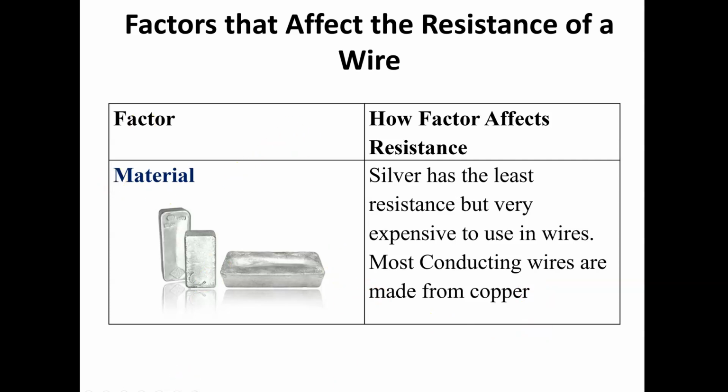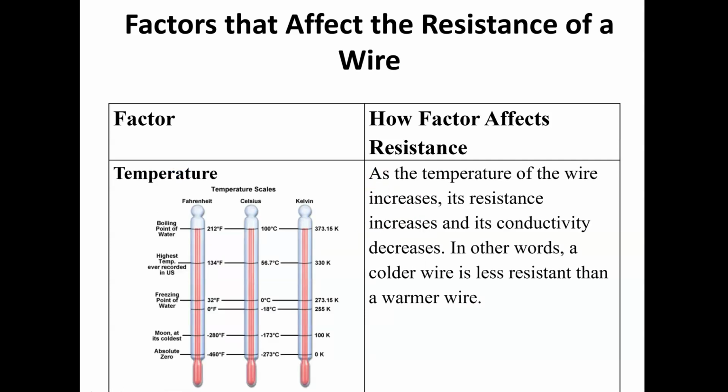So material, obviously, is a factor that affects the resistance. Silver, for example, has the least resistance in terms of metals that are used, but silver is very expensive to use as a resistor within everyday electrical circuits. So most of the conducting wires used within electrical circuits are made of copper, which is still a good conductor, but not as good as silver. But it's a cost thing.